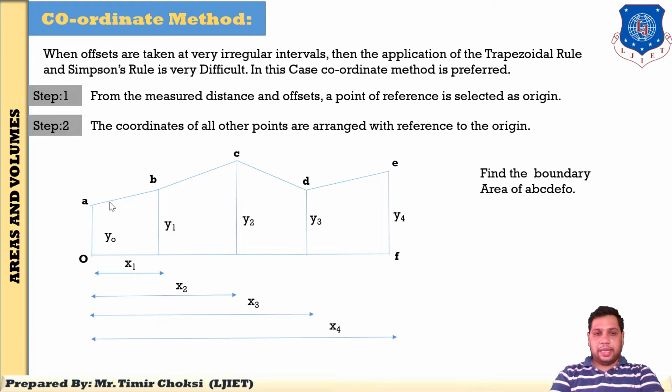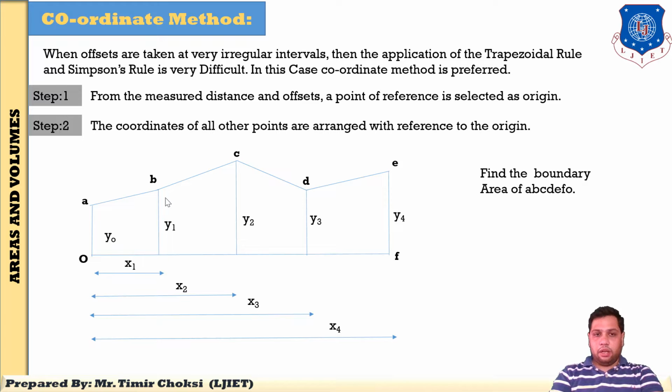So all the points, meaning A, B, C, D, E, F. First you select the O point as the origin. Then all the other points, with respect to O, you arrange in this way. I have already drawn a figure. So you arrange all the points with reference to the origin. Now in step number 2, you draw the figure. Now our main goal is to find the boundary area of A to F. So now these are the distances x1, x2, x3 and x4 from the origin.